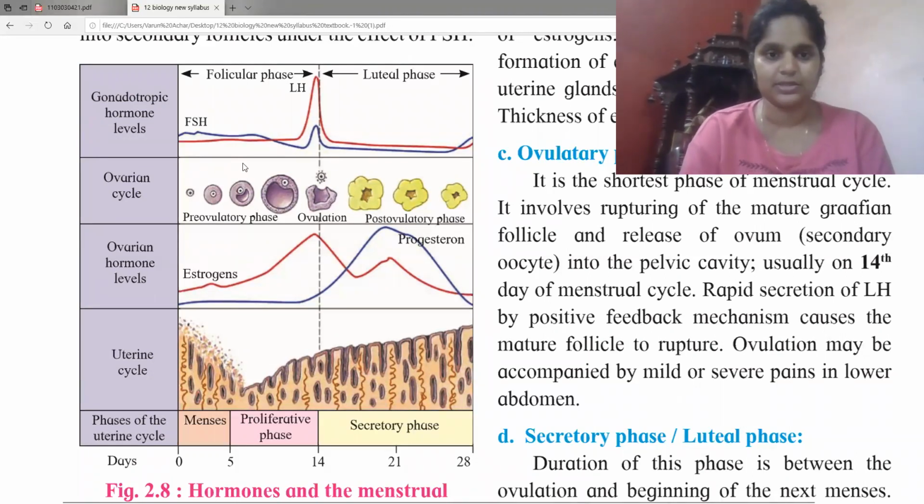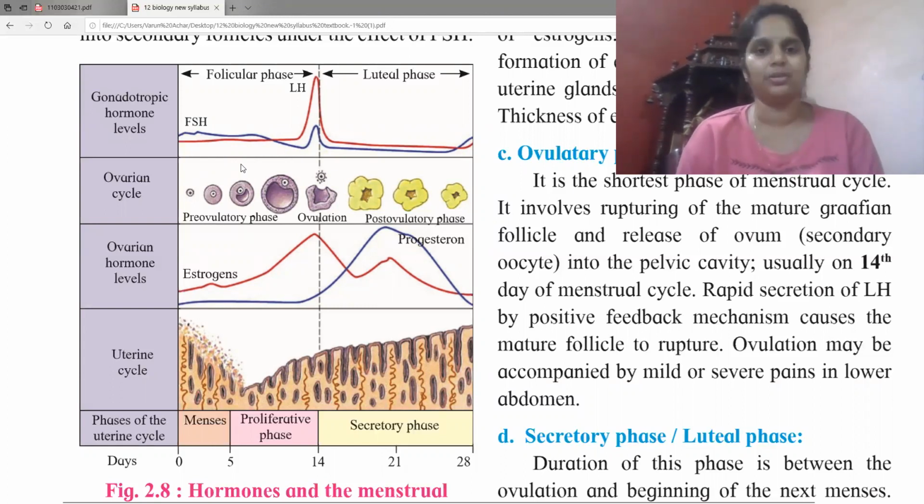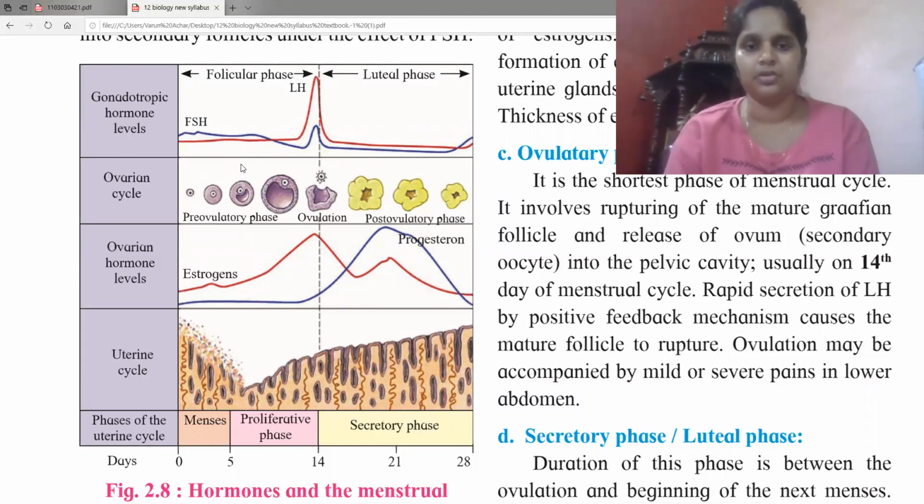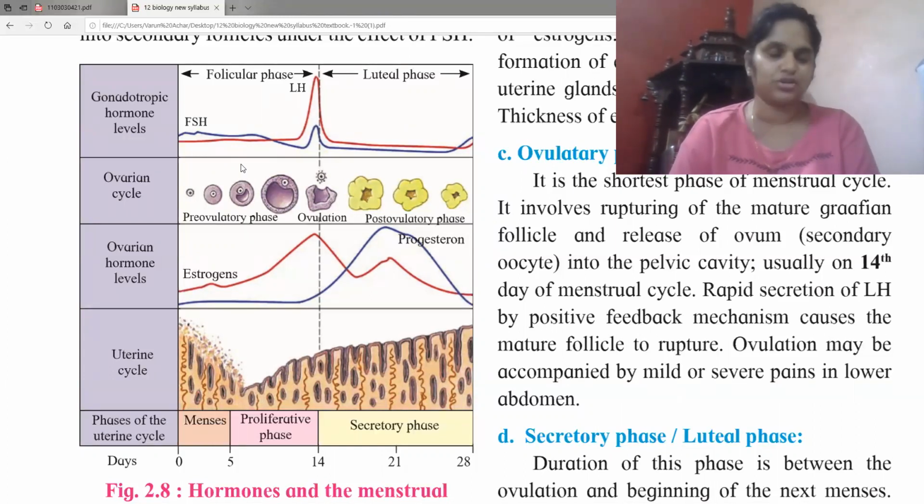Now this menstrual cycle is observed in all the primates, meaning the monkey family, and also in human beings. Specifically in human beings, it is 28 days. That might differ from person to person based on the hormonal changes and the genetic makeup they have. Some females might have a cycle of 35 days, or some 25 days. Anywhere between 25 to 35 is considered normal, but ideally it should be 28 days.